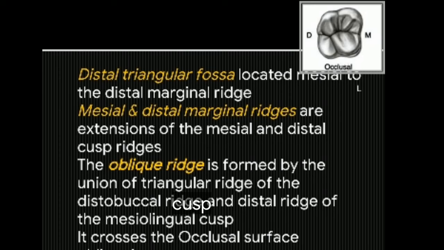Oblique ridge is formed by the union of the triangular ridge of the distobuccal cusp and the distal ridge of the mesiolingual cusp. It crosses the occlusal surface obliquely. This is the distal ridge of the mesiolingual cusp and this is the triangular ridge of the distobuccal cusp. This total is the oblique ridge.